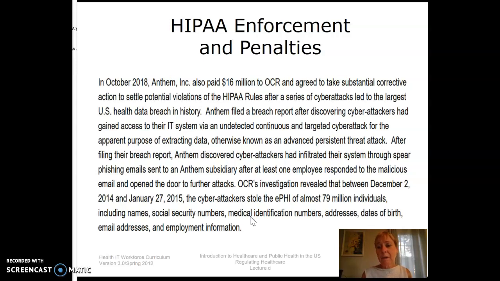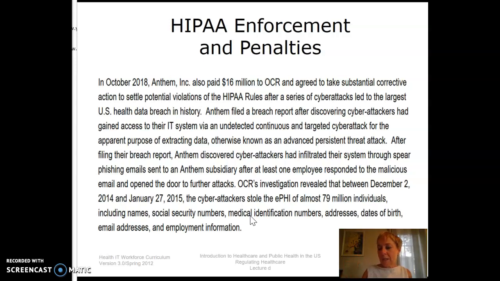Anthem filed a report about the breach and that the breach had gained access to their IT system, but then they found that the cyber attacks had infiltrated their system through phishing emails. And at least one employee responded to the email and opened the door to further attacks. Most of your data breaches are caused by employee error and misuse, and that's why training is so critical.